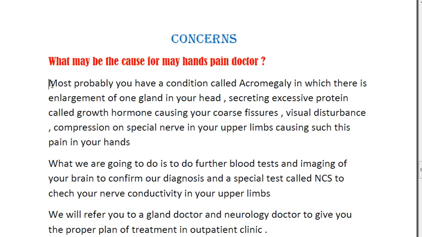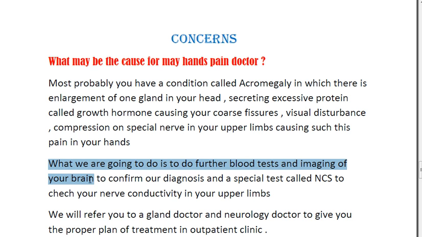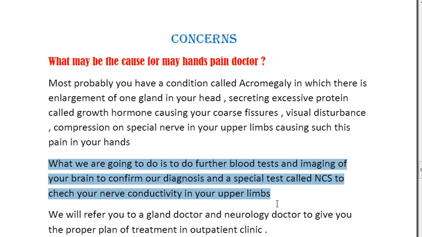This is a simple explanation of what the patient has. So what we are going to do for you is further blood tests and imaging of your brain to confirm our diagnosis. Then we are going to do a special test called a nerve conduction study to check the conductivity of the nerves, or the cables, of your hands in your upper limbs, to confirm our diagnosis. Management plan.